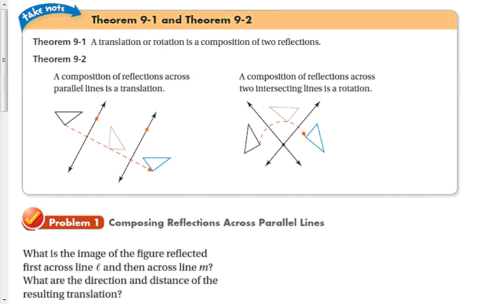All right, here are some theorems we're going to use. Theorem 9.1: a translation or rotation is a composition of two reflections. Theorem 9.2: a composition of reflections across parallel lines is a translation. And a composition of reflections across two intersecting lines is a rotation.